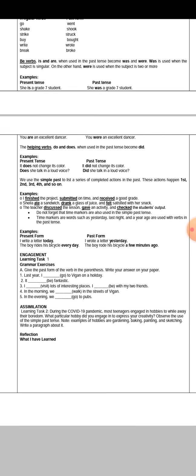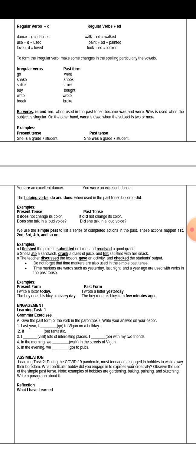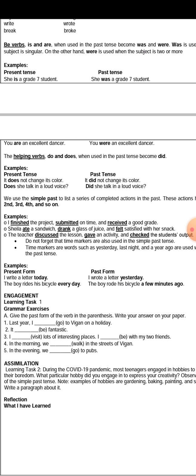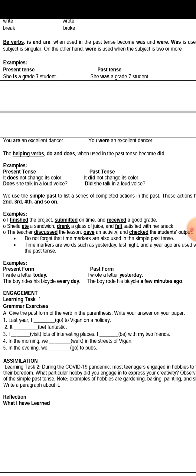Okay? So, we use the simple past to list a series of completed actions in the past. And this action happened first, second, third, fourth, and so on. Examples. I finished the project, submitted on time, and received a good grade. Okay. Where are the simple past there? Finished, submitted, received. Okay? Sheila ate a sandwich, drank a glass of juice, and felt satisfied with her snack. Simple past. Verb yan ha.